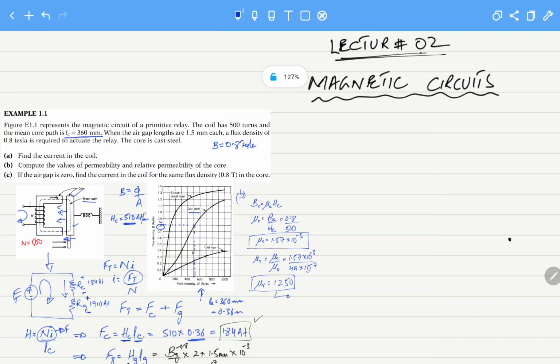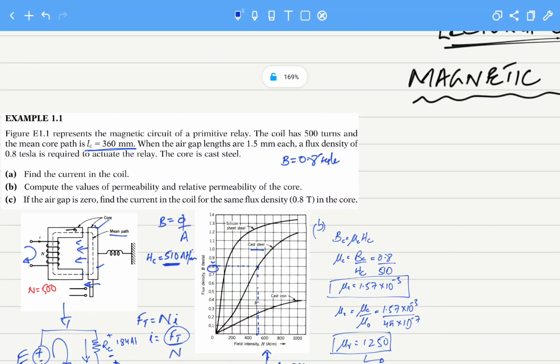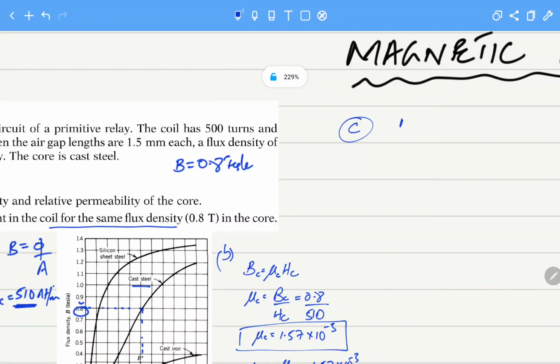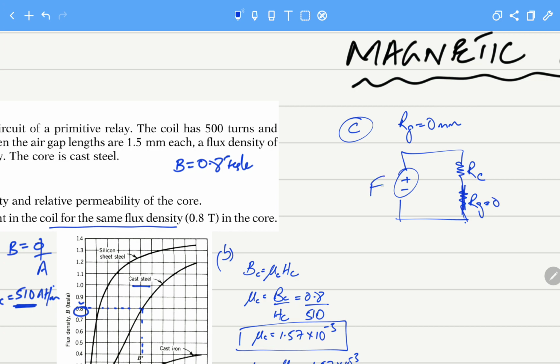And for part C, let's see what it states. If the air gap is 0, find the current in the coil for the same flux density. Assuming this is 0 millimeter, what will our magnetic circuit be? This is finished; there is no air gap. So this will be the reluctance of the core, and the reluctance of the gap equals 0. We have a short circuit here. How much current is required to maintain a flux density of 0.8 Tesla? This is the question.